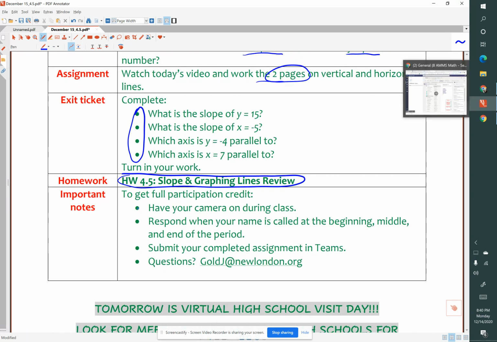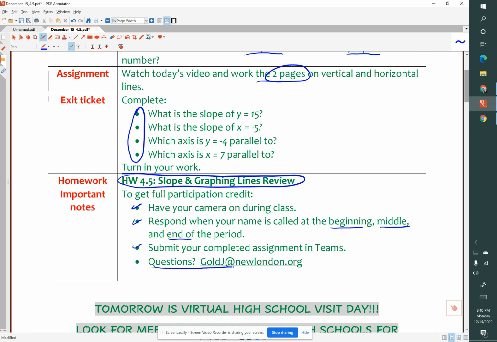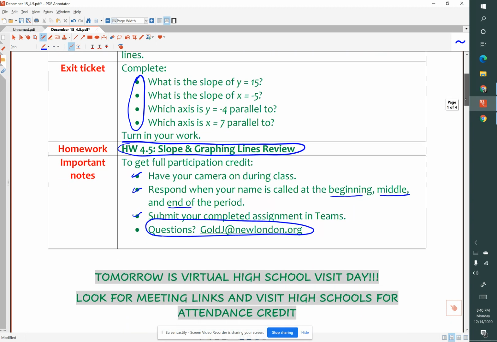Remember, if you're earning those extra points towards your Unit 3 test, your camera is on for the full class. Respond when I call your name, and that could be at the beginning, the middle, or the end of the period. Submit your assignments in Teams, okay? If you have questions, don't just let it go. Email me. We have to get those grades up.